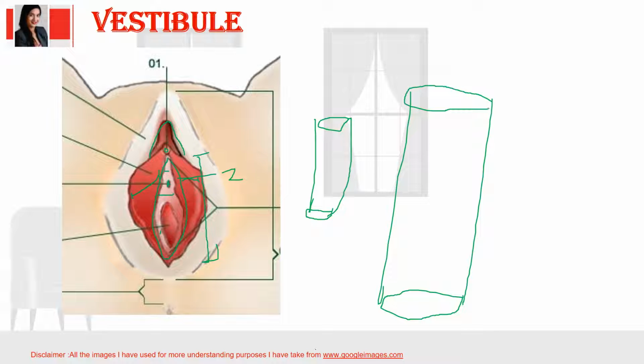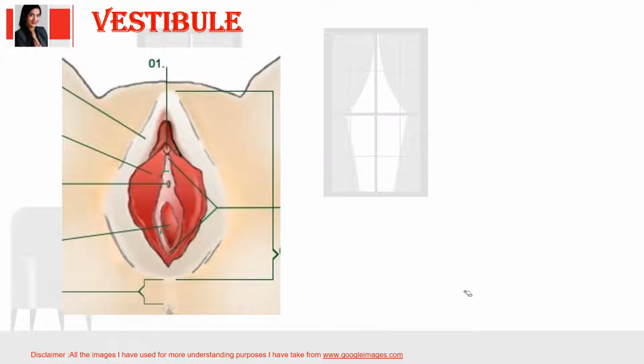In the same way, you can see the external opening of the vagina visible here, and this external opening of the urethra is visible here. Both openings are present in the vestibular area. So this is the vestibule of a female. Let me explain the vestibule through my slides.